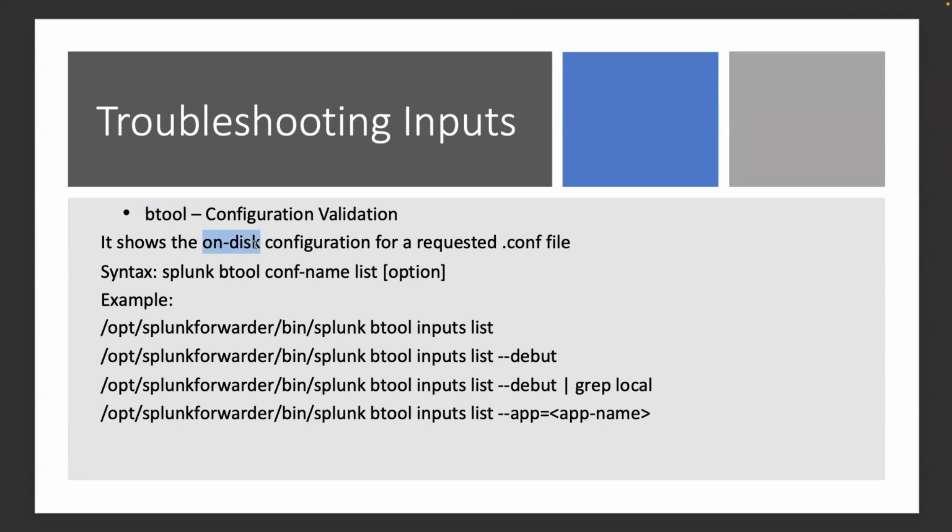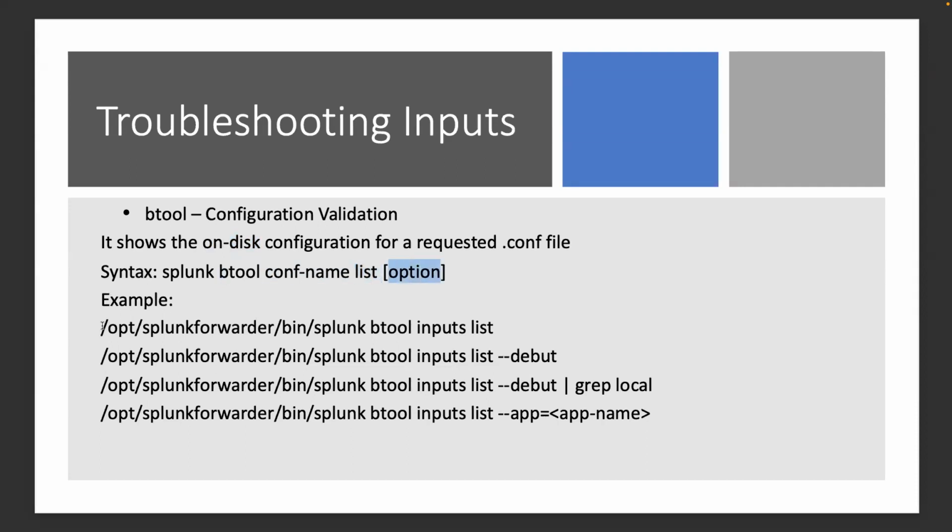So it shows the on-disk configuration. When you save the configuration file, the content of the file is saved on the disk, the current information. Remember, if you want that information to be loaded in memory, you have to restart, right? So that's why it looks at what is on disk and shows you that. So request the .conf file and check whatever is there. The syntax is splunk btool, and then the name of the conf file that you want, and then list, whatever option that you have after list.